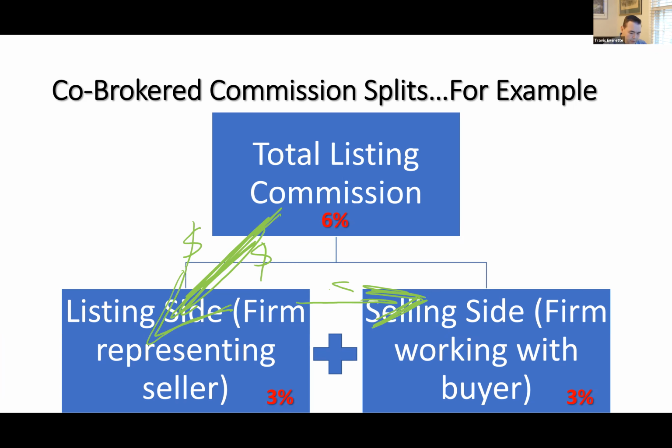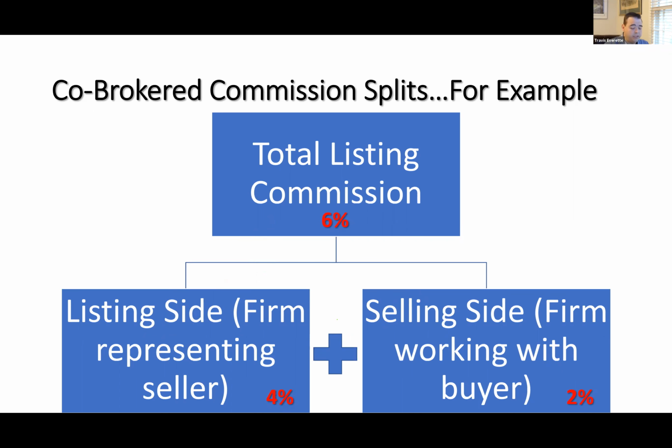But because they're sharing some portion, they can never share more than they collected. If they collected a total of 6% and they kept 3% for themselves, there was only 3% left to share with the selling firm. So those two have to add up to the total. And then I've just given you some examples here of different splits that could exist.